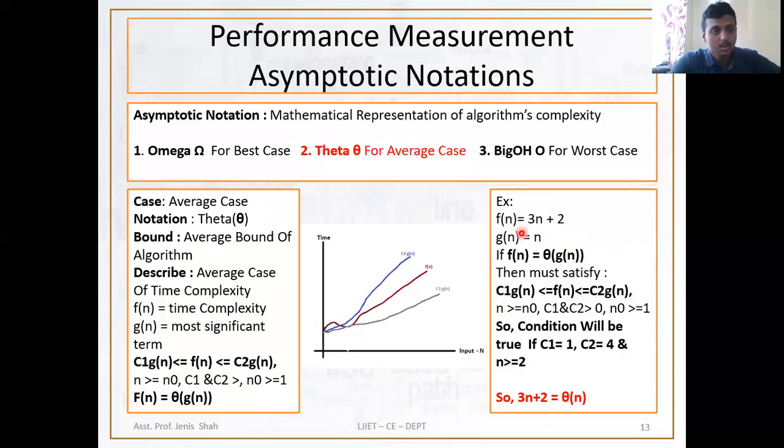Okay. What we need to do in the exam, we just need to find out the proper value of C1, C2 and n. Sir, what is given? We have f of n and g of n. We just need to find, according to the asymptotic notation, the value of C1, C2 and n.